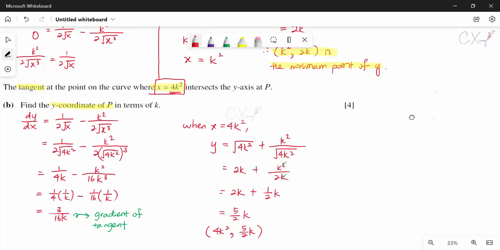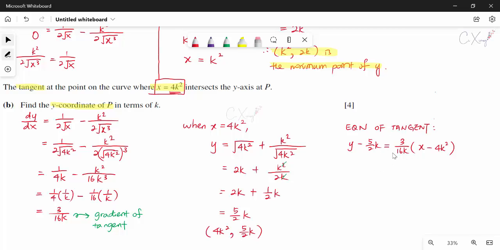Now we already have the passing point and we already have the gradient, therefore we can find the equation of the tangent. The general formula will be y minus y1 equals m, which is 3 over 16k, times x minus x1. This will look very complicated because you have all the k, x and y here, but never mind. Now we already have the equation of the tangent.